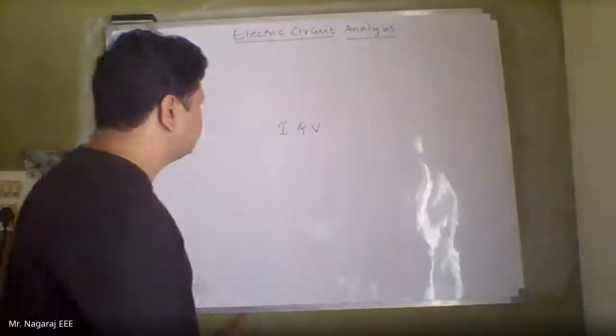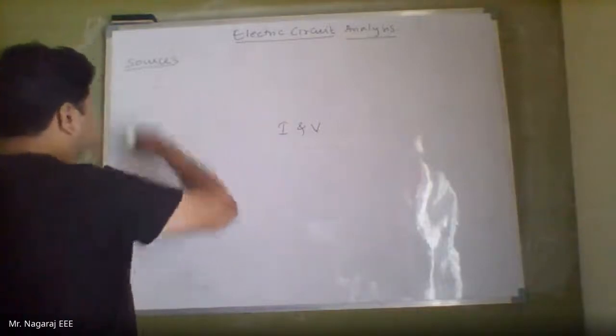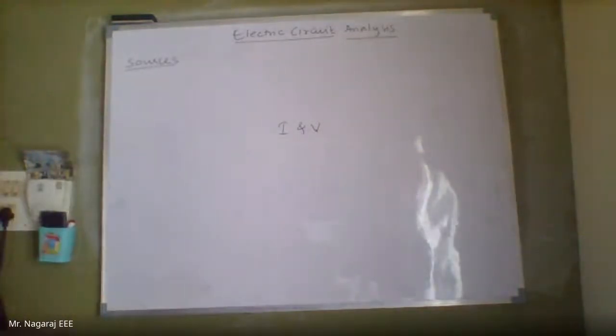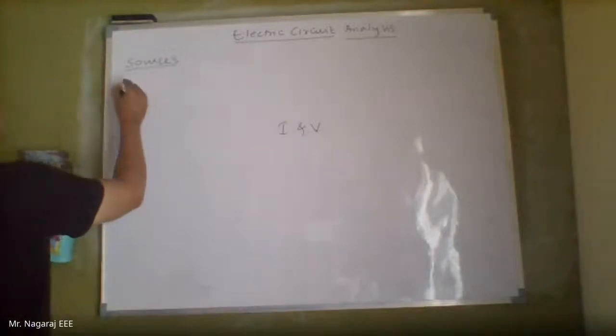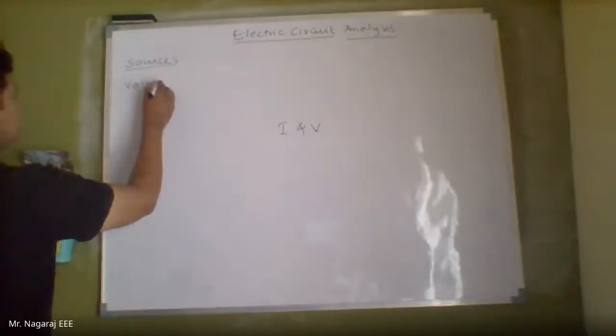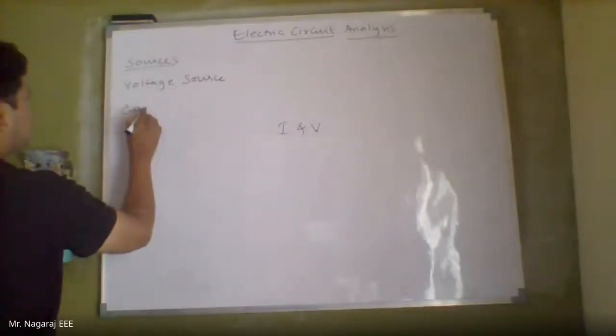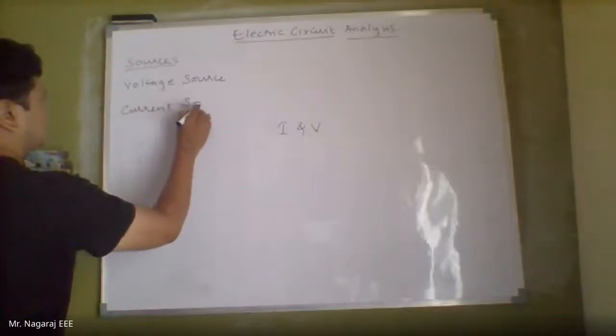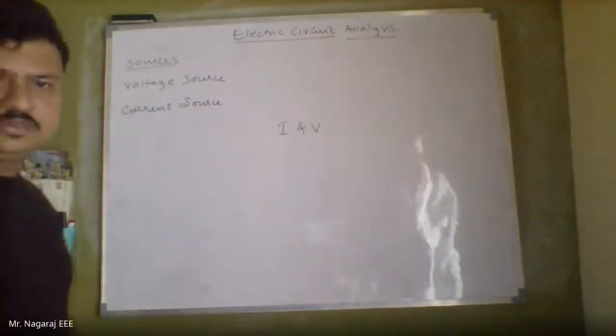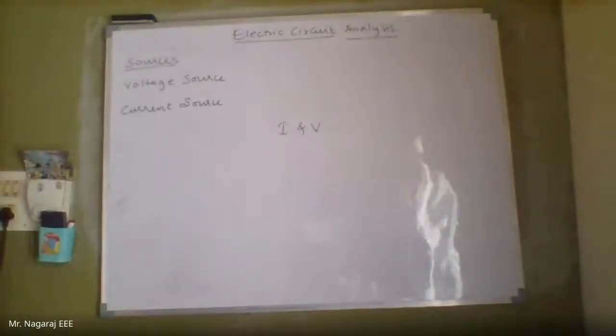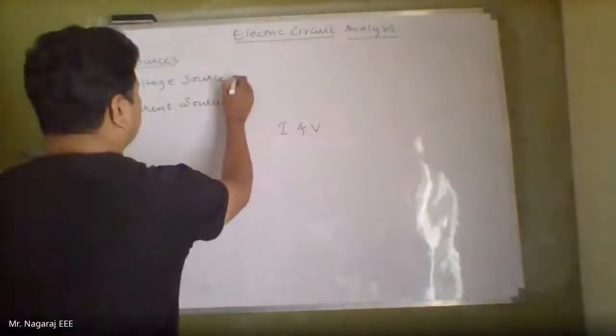So here the sources can be a voltage source or a current source. It can be a voltage source, it can be a current source. So what is a voltage source? A voltage source is one which is characterized by the voltage across its terminals.